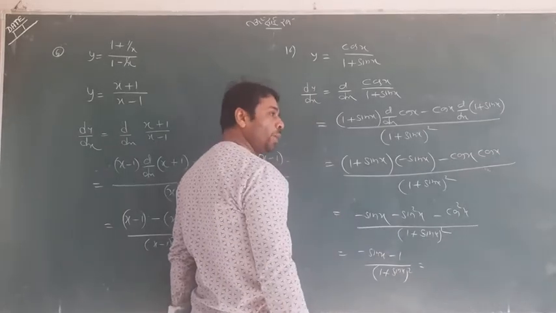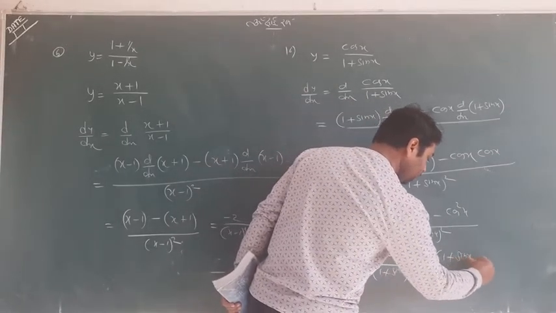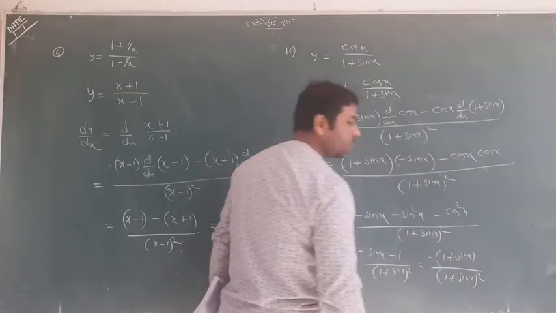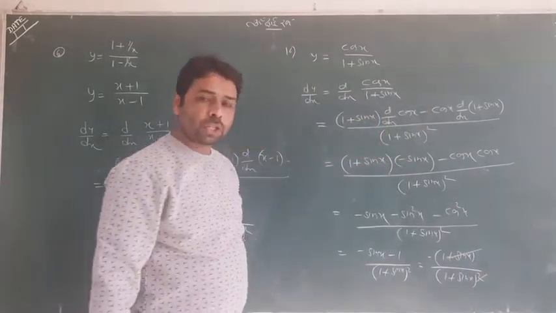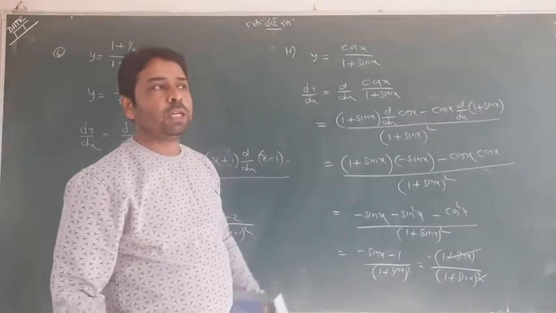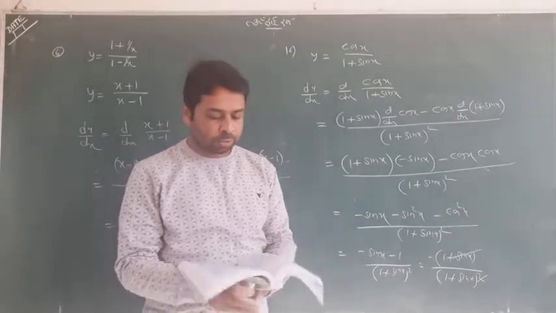What can we do afterward? We can take minus common, and in denominator we have (1 plus sin x) square. One can understand that both terms are equal, so one power will reduce, the rest is your answer. Your answer is minus 1 upon (1 plus sin x). So this is a simple question and also important, so that I explained here in front of you.